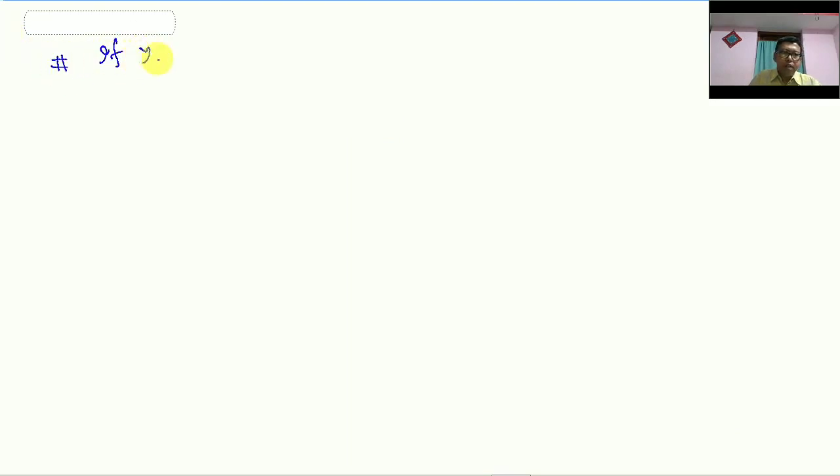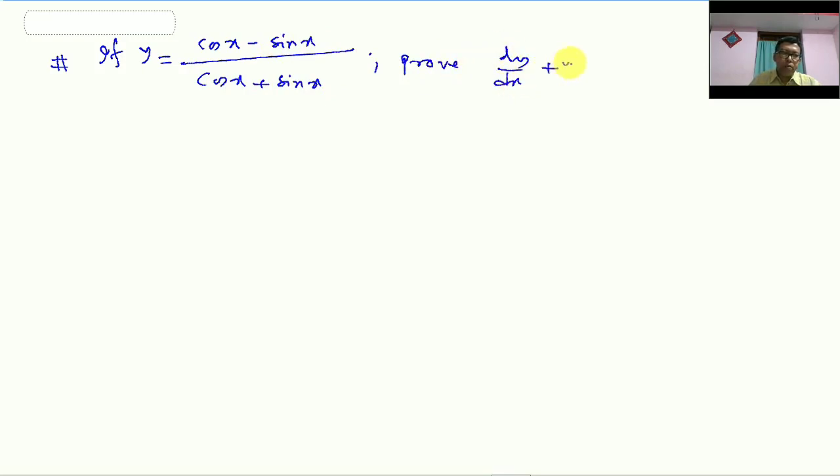If y is equal to cos x minus sin x whole divided by cos x plus sin x, then prove that dy/dx plus y square plus 1 is equal to 0. What is given? y is equal to cos x minus sin x whole divided by cos x plus sin x. Again we want to divide both numerator and denominator by cos of x, so that you will get 1 minus tan of x whole divided by 1 plus tan of x.